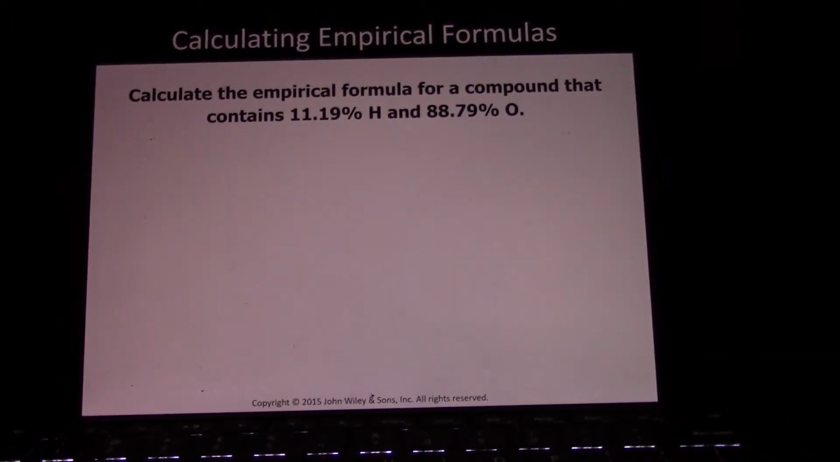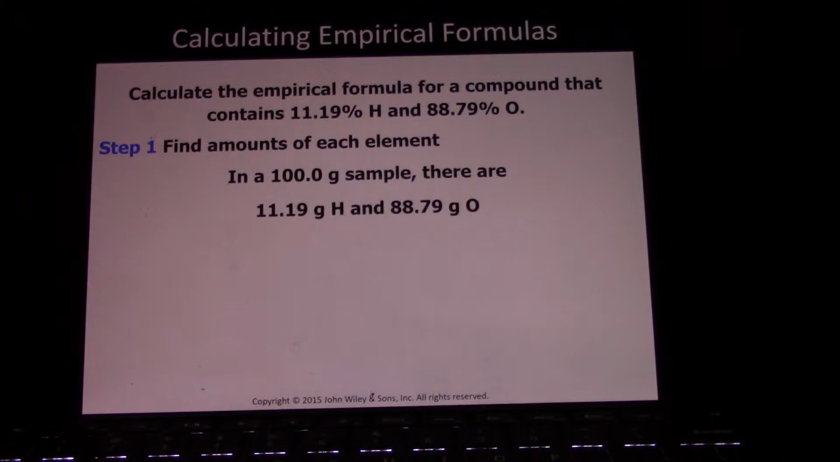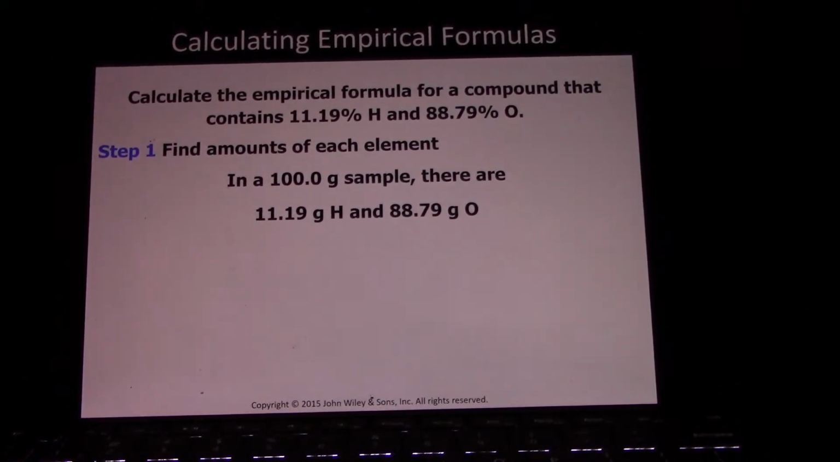So, calculate the empirical formula for a compound that is 11.19% hydrogen and 88.79% oxygen. Assume you have 100 grams. That makes step 1 easy. 11.19% of hydrogen is 11.19 grams. And 88.79% of 100 grams is 88.79 grams. So because we chose 100 grams, it's super simple to convert from percentages into grams.